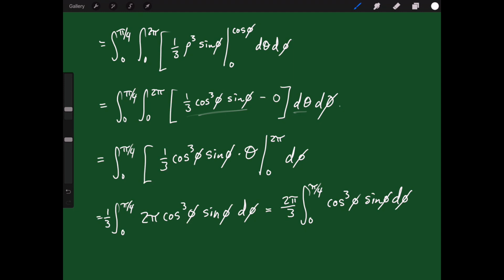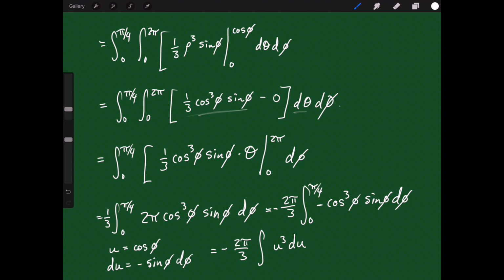Okay, now this is just a nice u substitution. I want to u substitute u is equal to cosine of phi, and that means that du would be negative sine of phi d phi. So I need a negative in here, so I need a negative out here. So this is going to give me negative 2 pi over 3 integral of, now this will be u cubed du, and now I need to change the limits of integration.